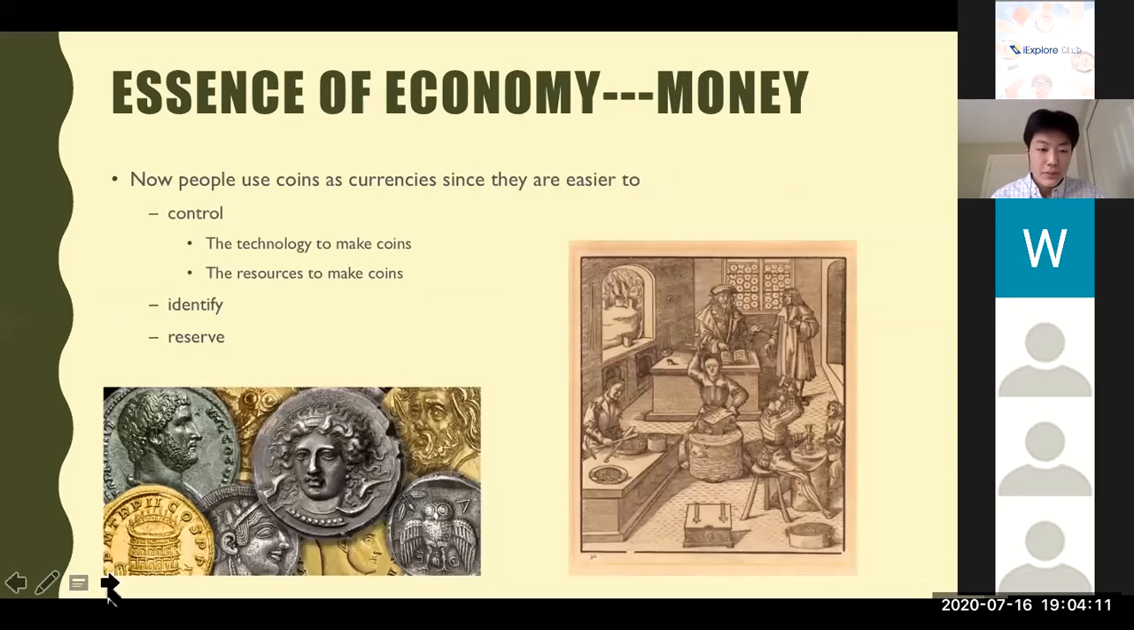But then after a few hundred, perhaps 1,000 years, people began to use coins as currencies, since they're easier to control, easy to identify, and easier to keep or reserve. So when you find heavy or rare metals to forge into coins, it restricts it to the people who have the power and ability to do so.